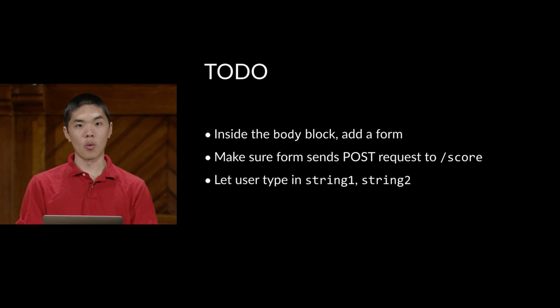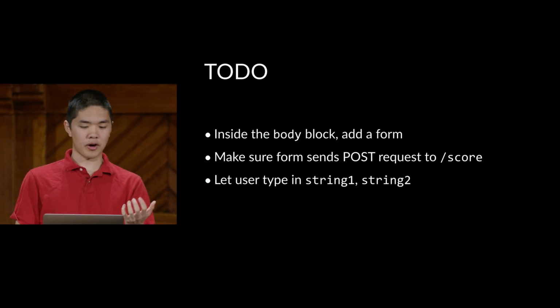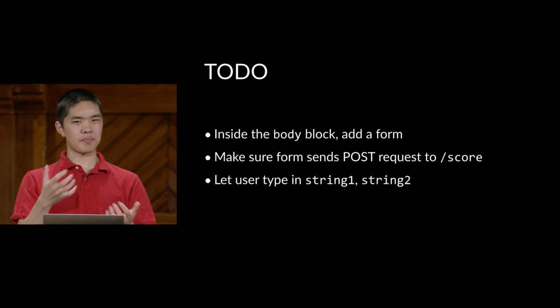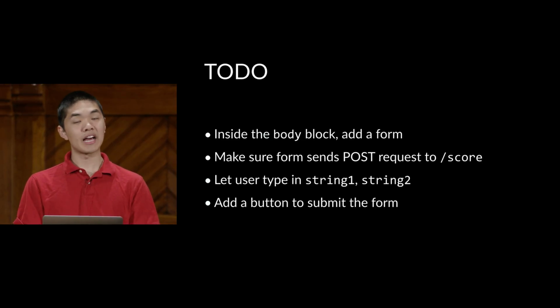Inside of the form, you'll want to let the user type in a string, we'll call it string1, and another string, string2, which they'll want to compare using the edit distance algorithm. And finally, at the bottom of the form, you'll want to have a button that lets users submit that form. So what might index.html actually look like?